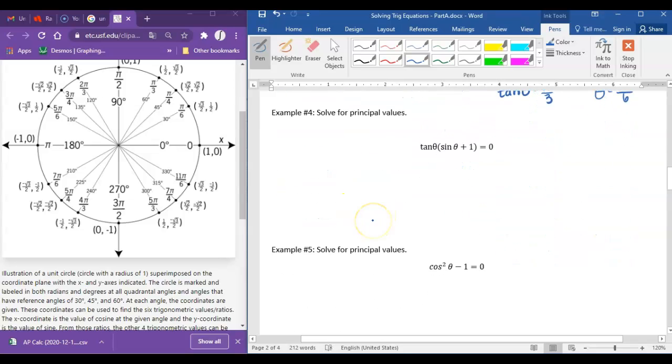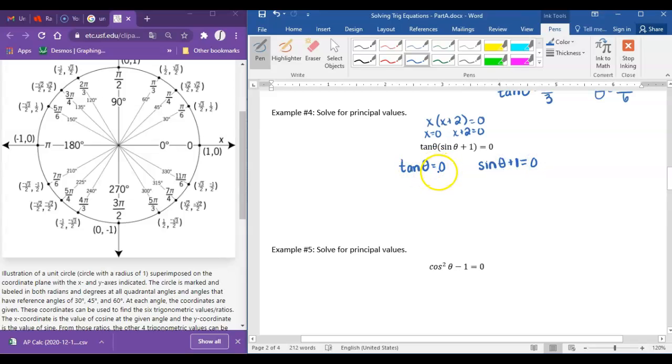Okay. For example 4, we've got tangent of theta times sine theta plus 1 equals 0. And so what we've got to think of here is sort of like if we had something that was factored, like x times x plus 2 equals 0. Because this equals 0, we can use the zero product property, which means we can set x equal to 0 and x plus 2 equal to 0. So this is factored here, and we're just going to set each factor equal to 0. So we've got tangent of theta equals 0 and sine of theta plus 1 equals 0.